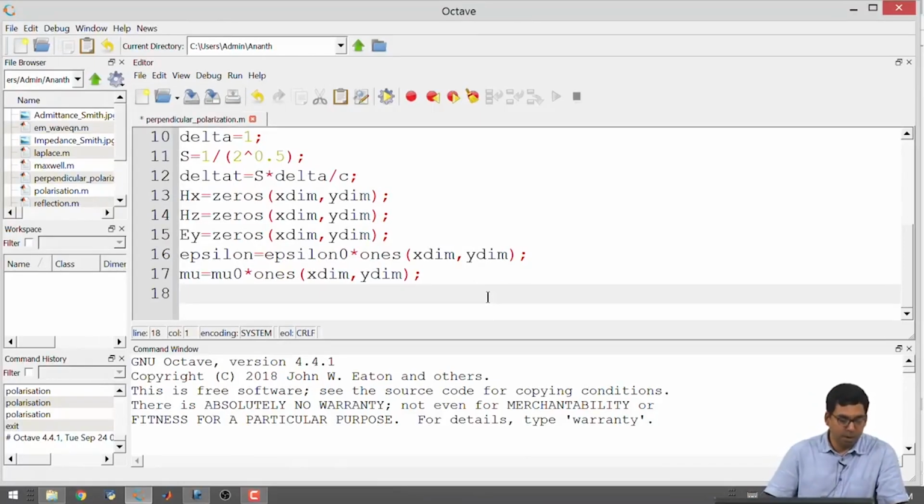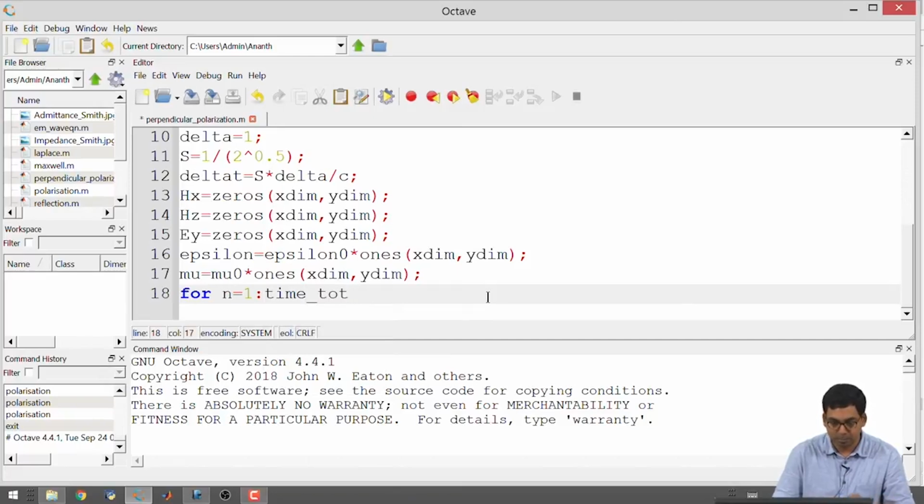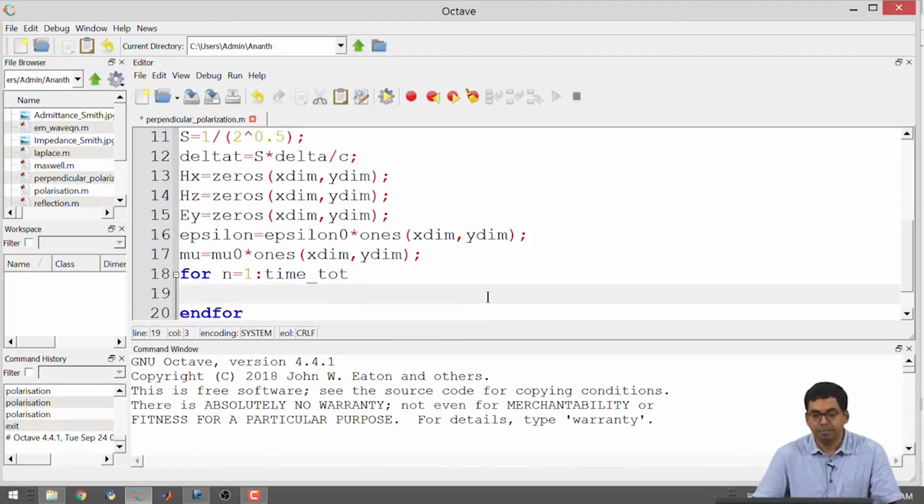Now, all we are left to do is start to write the loop. So, I am going to have a main loop. Is there an issue? Shouldn't it be x dim and z dim? Yeah, you can change it to z dim.